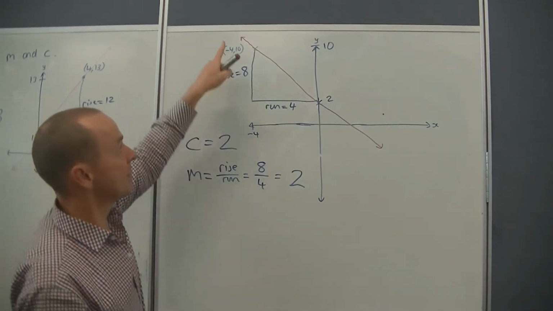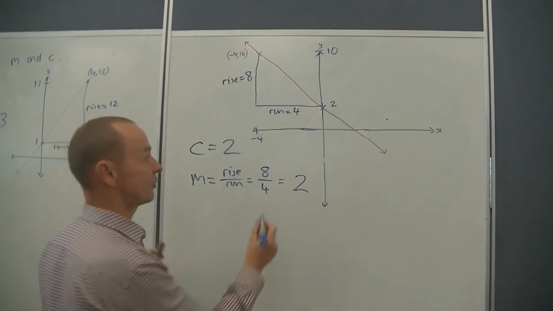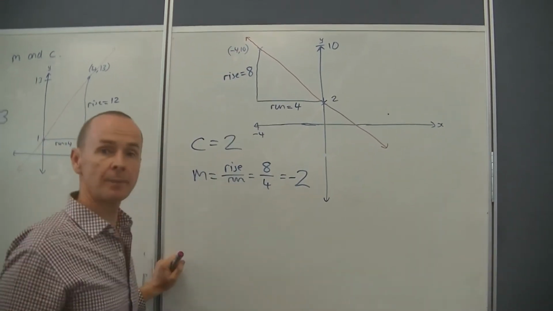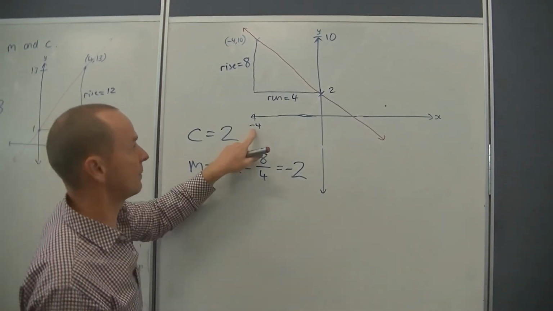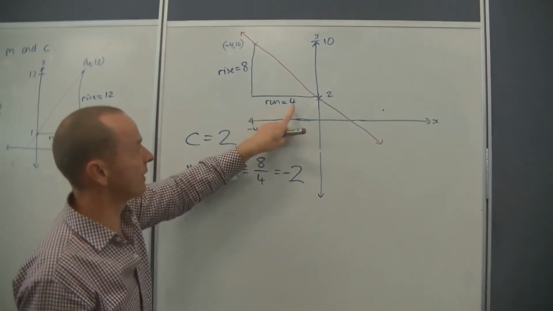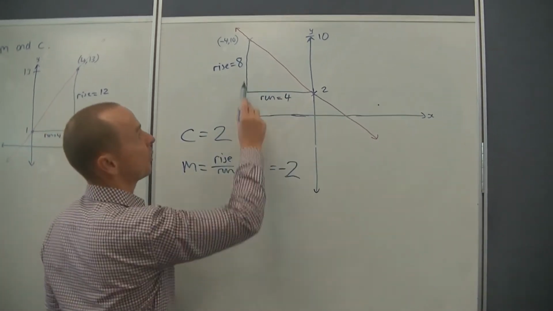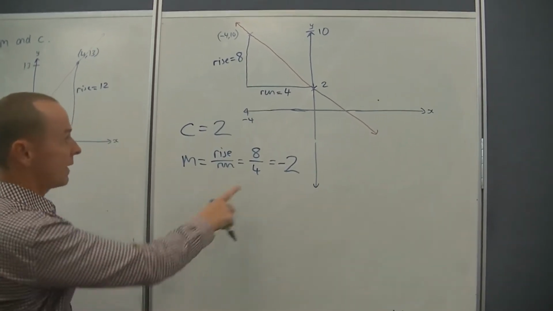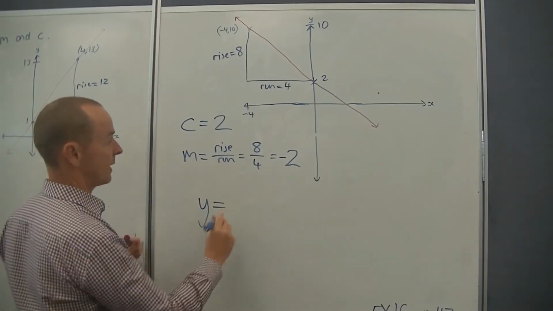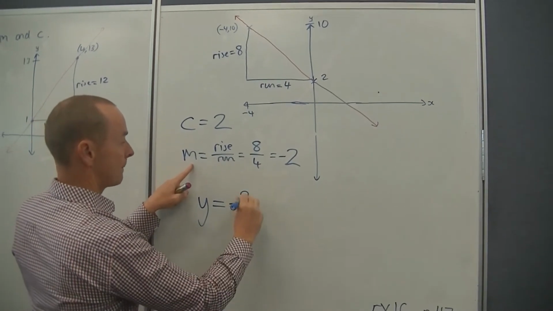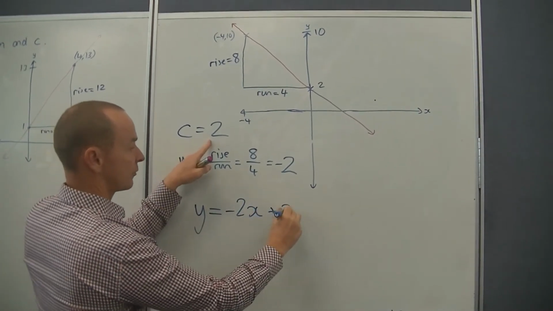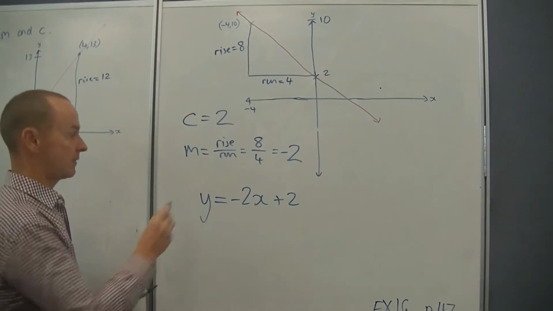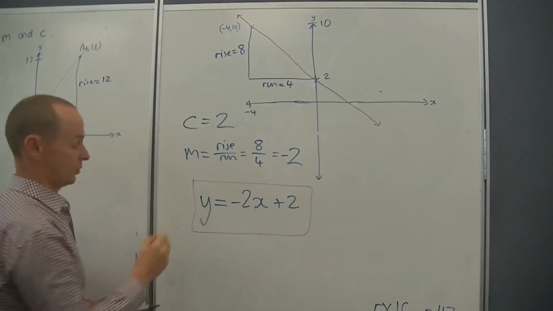But remember, our gradient is sloping in the negative direction, so we put a negative there. I find it's easier, rather than mucking around with 0 and this run is negative 4, to keep them both positive. Just remember at the end that overall the gradient is negative. So now we've got our two values, y equals mx plus c. y equals minus 2x plus 2. And there's our equation. We have finished.